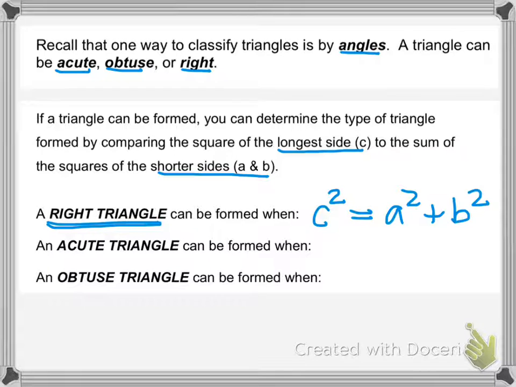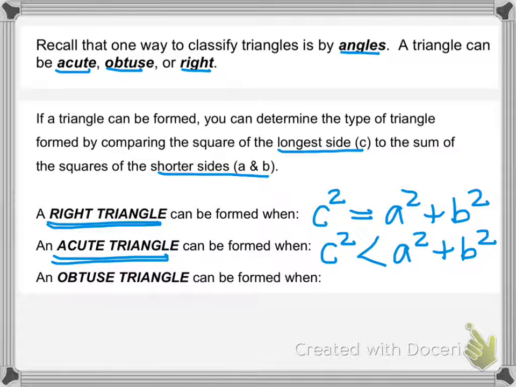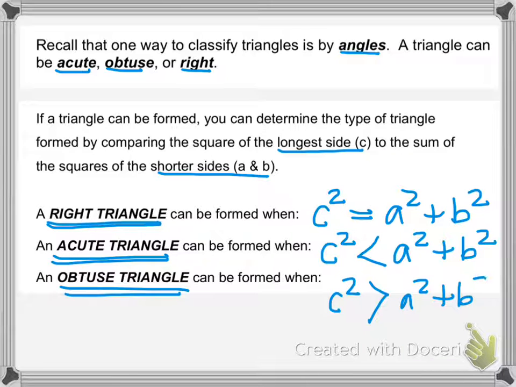We can also determine whether we have an acute triangle or an obtuse triangle. If we take those three sides and we square c and we add the squares of a and b, and c squared is less than a squared plus b squared, then we have an acute triangle. If we do the same thing and c squared is greater than a squared plus b squared, then we have an obtuse triangle. So these symbols are what I need you guys to know.